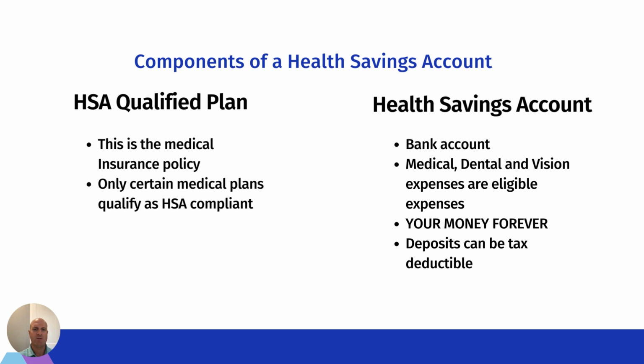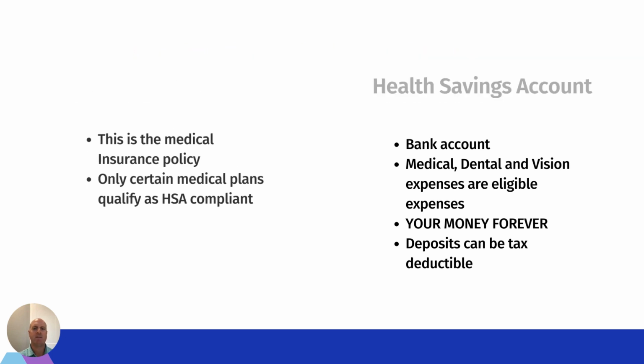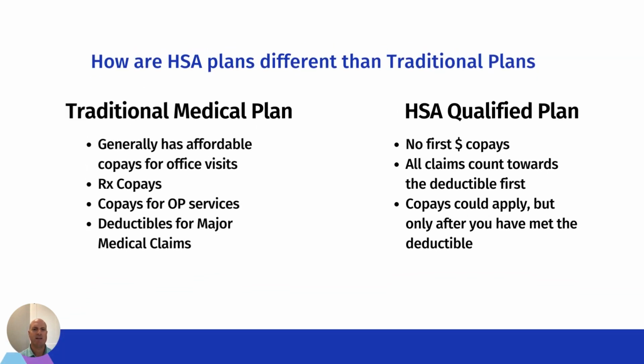So now that we know the two components of an HSA, let's talk about the differences between an HSA plan and a traditional plan. A traditional medical plan is generally going to have affordable copays for office visits. It'll have prescription drug copays. It'll have copays for some outpatient services and also urgent care and ER visits. And then it will have a deductible for major medical claims.